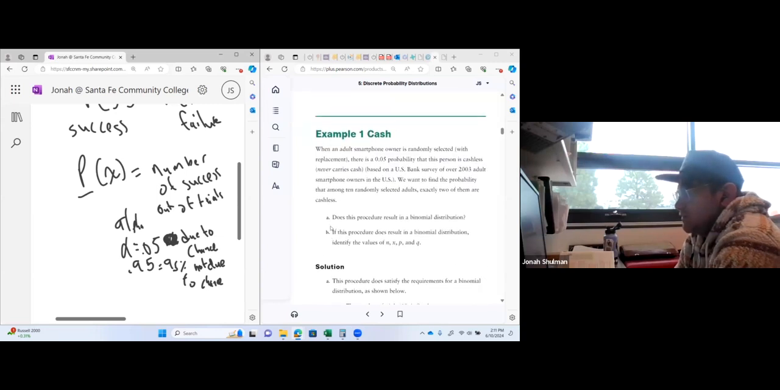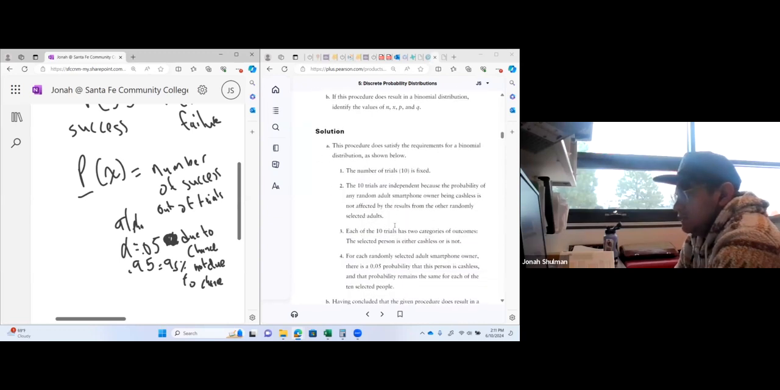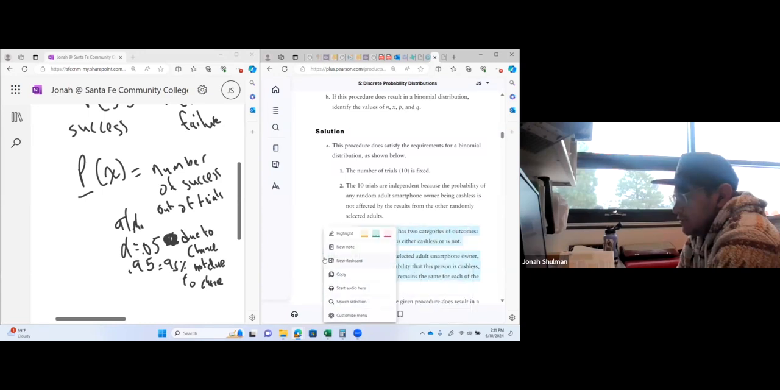So why does this satisfy it? Well, first, we still have this 0.05 for everybody. The 10 trials are independent because picking anybody is not affected by the results of the others. We're just using 10 trials. It's meeting all these criteria. Each of the trials has 2 categories of outcomes. So the selected person is either cashless or not, yes or no, that's it. And for each owner, we have this 0.05 probability that they're cashless out of the 10 selected people.